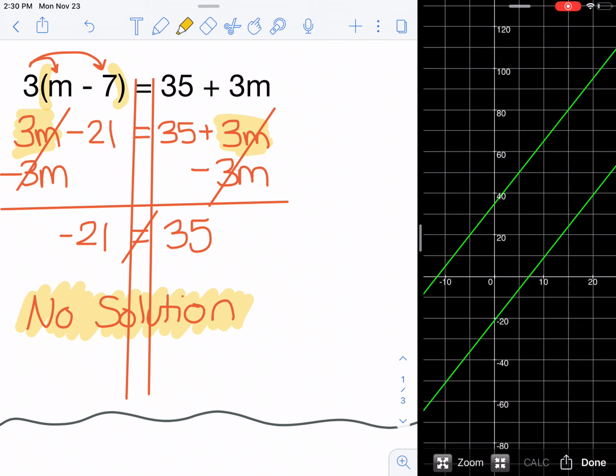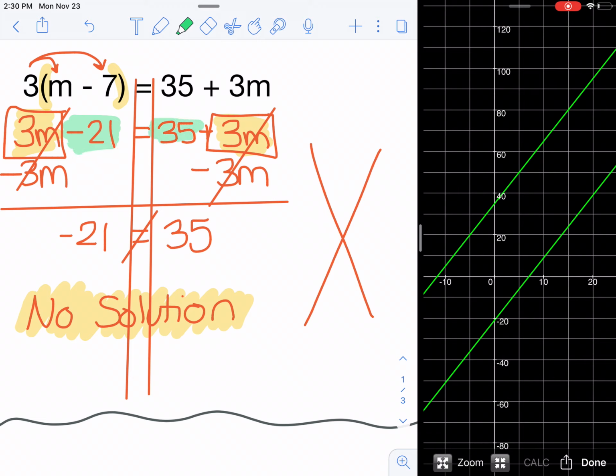If you think about these as linear equations, they have the same slope, the same number with x, but a different y-intercept. So those are never going to be equal. They're never going to be the same. The nice thing about no solutions is there's no check to do. If there's no answer, there's nothing to check. So the reason that this equation has no solution is because it had the same variable on both sides. We have 3m's and 3m's, but it had different constant terms, a -21 and a +35, which were not equal.